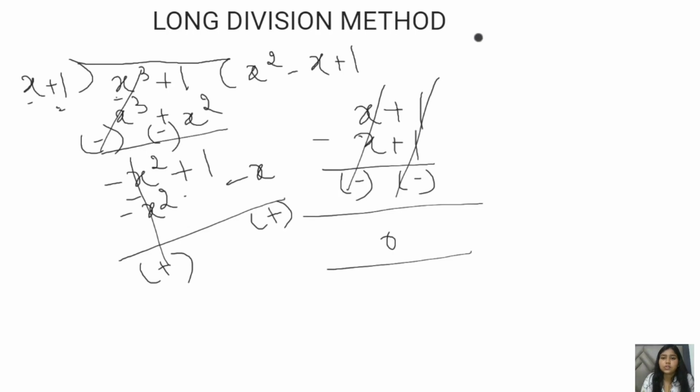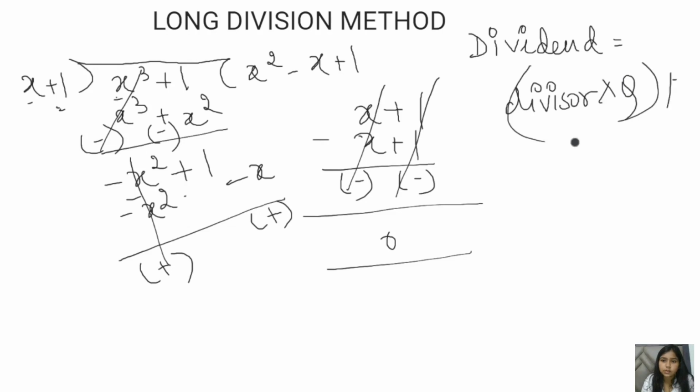Let's just confirm it by this method too. Like we have already said that dividend is equal to divisor multiplied by quotient plus remainder. So let's just see whether it is true or not. This is a confirmation question, so what is your divisor? Your divisor is x plus 1, your quotient is x square minus x plus 1, and your remainder is 0.